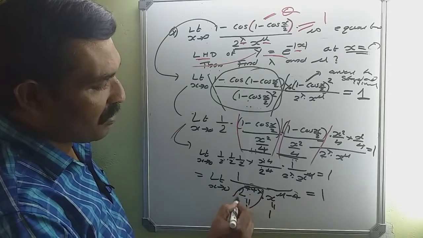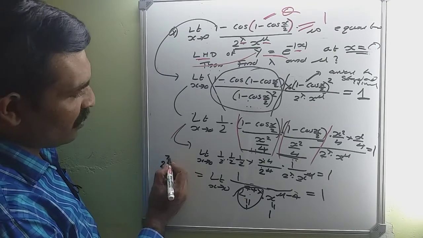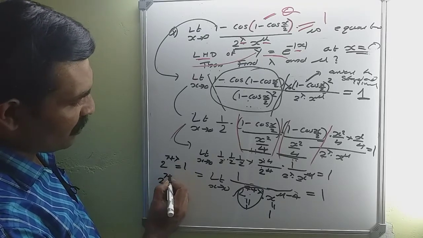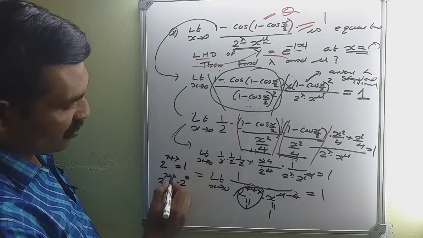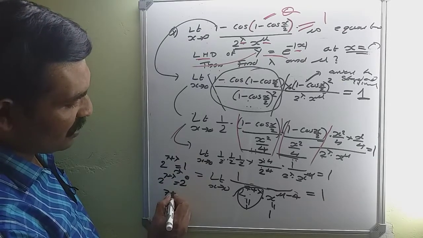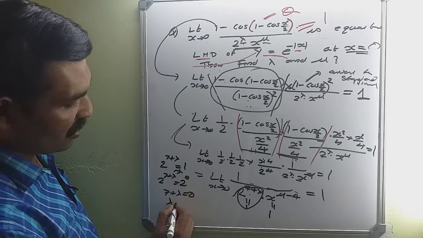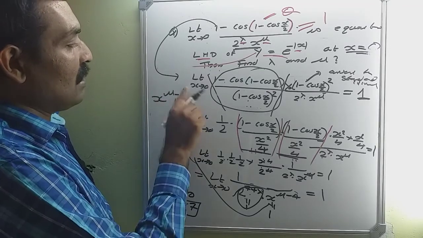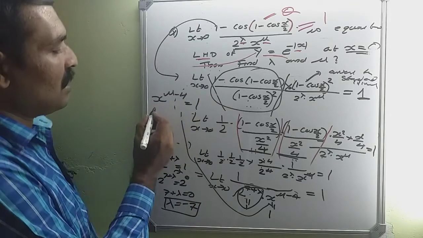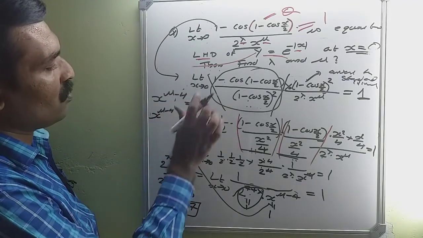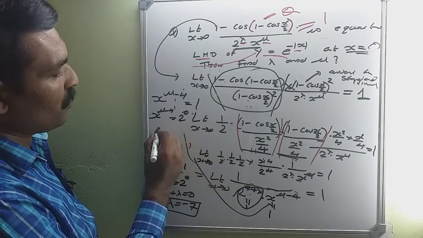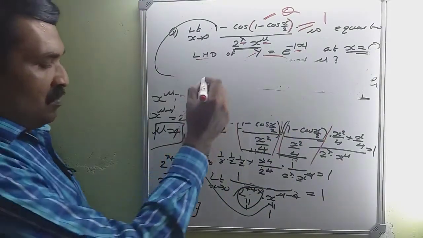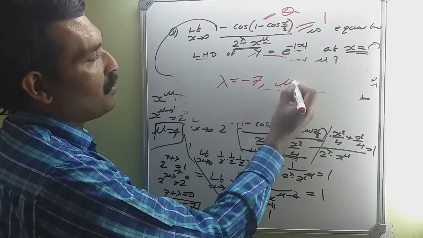This is equal to 1, which implies 2 raised to 7 plus lambda is equal to 1, or 2 raised to 7 plus lambda is equal to 2 raised to 0. Comparing the powers, 7 plus lambda is equal to 0, or lambda is equal to minus 7. Then x raised to mu minus 4 is equal to 1, which implies x raised to mu minus 4 is equal to x raised to 0, or mu is equal to 4. Therefore, lambda is equal to minus 7 and mu is equal to 4.